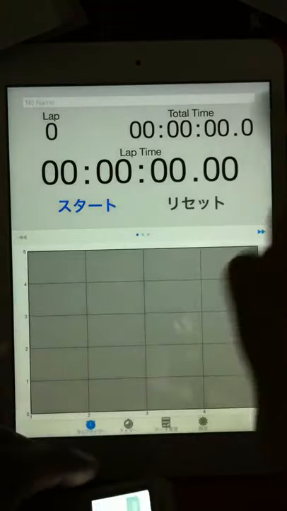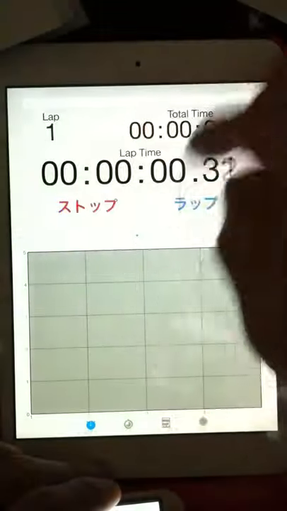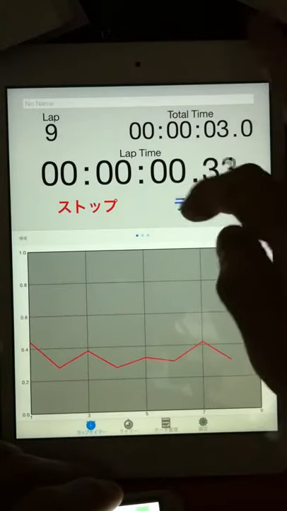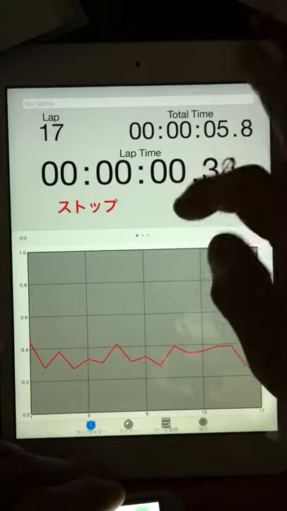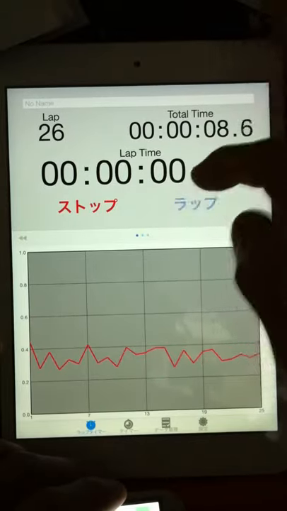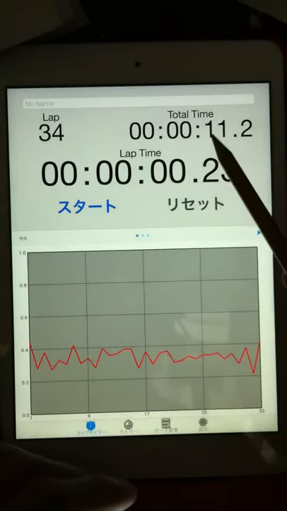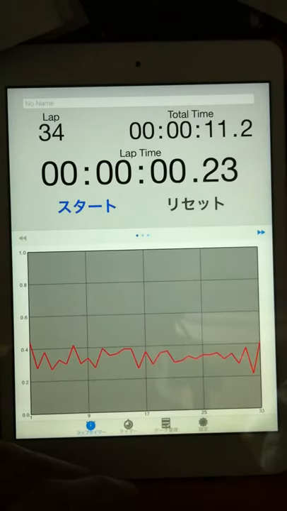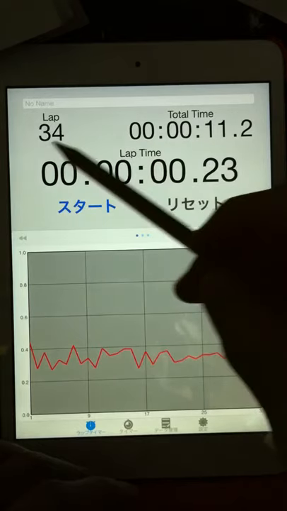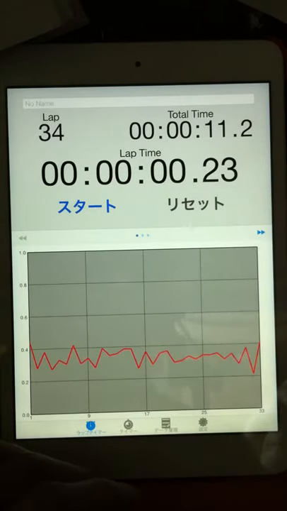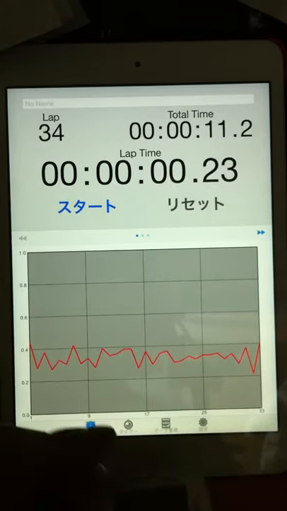Recording. 1, 2, 3, 4. Today, tempo. 1, 1, 2 divided by 3, 4 multiply 2 call. 6.6 seconds for 1 beat.